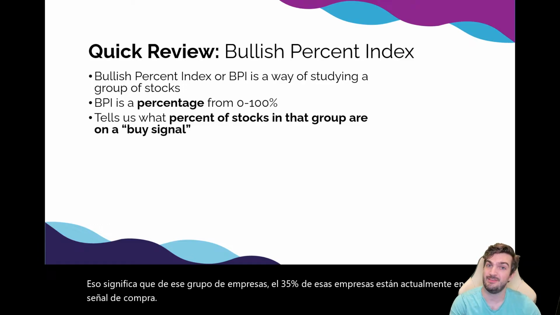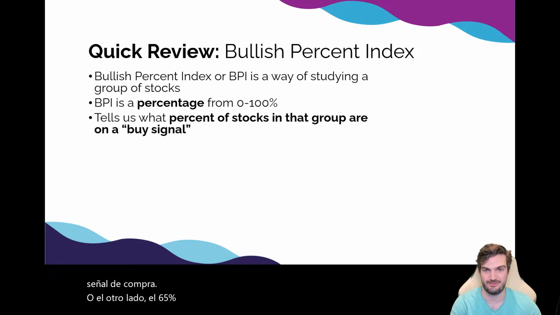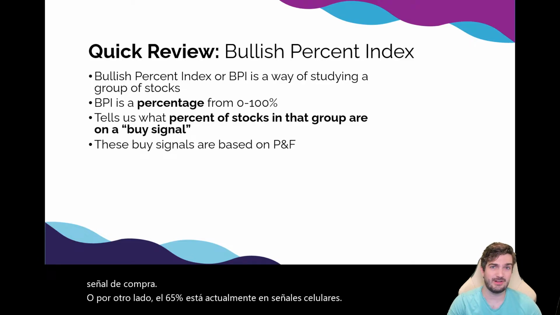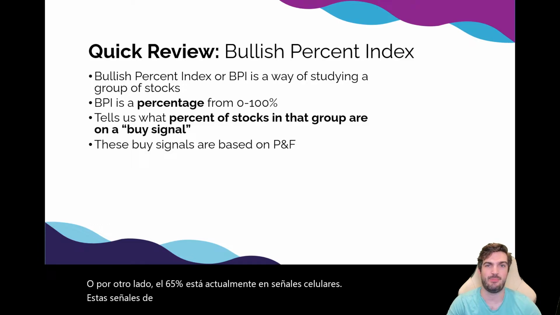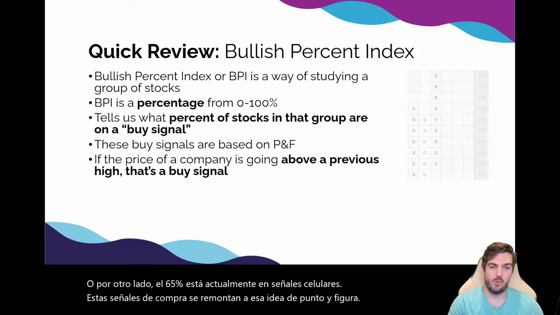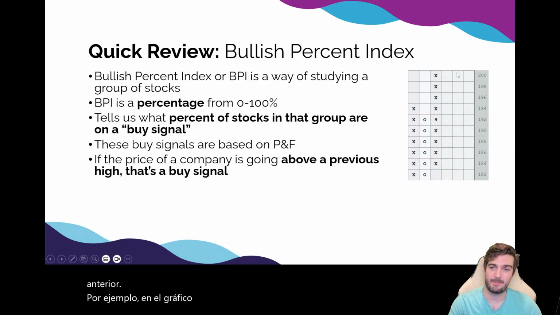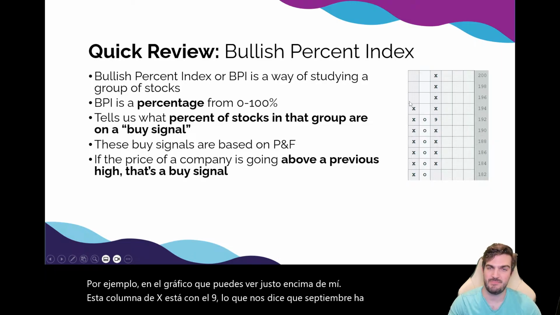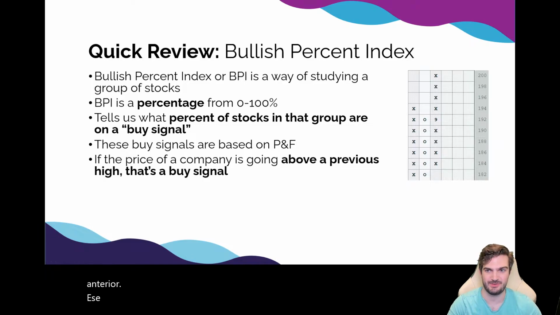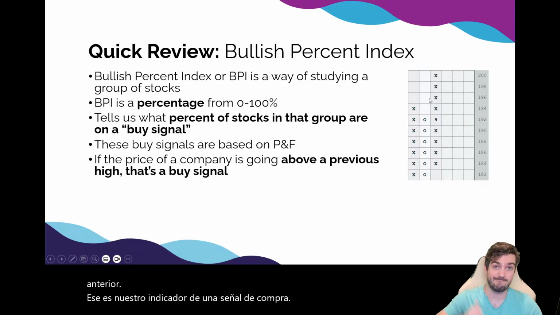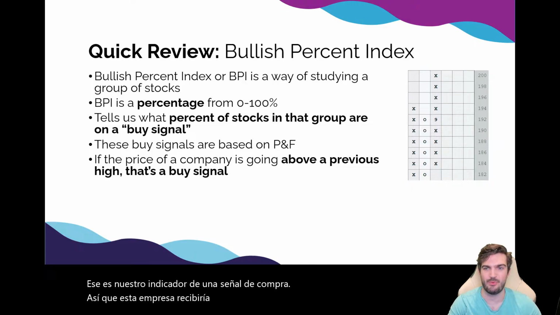On the other side, 65% are currently on sell signals. These buy signals go back to that idea of point and figure, where a buy signal is if the price of a company is going above a previous high. For example, in the chart that you can see right above me, this column of X's with the 9, which tells us September, has gone above the previous high. That is our indicator of a buy signal. So this company would get a thumbs up. It is in a point and figure buy signal.